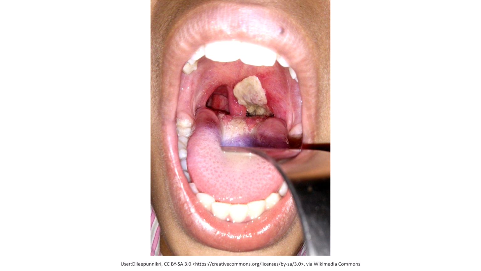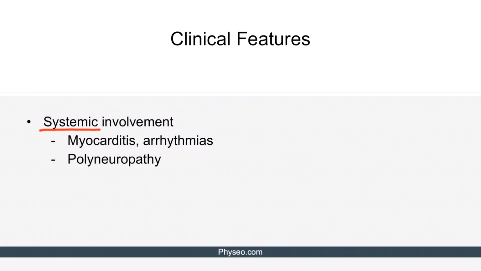Here's a classic picture of a pseudomembrane in a patient with diphtheria. Notice the grayish-white membrane over the left tonsil, soft palate, and base of the uvula. Here's a picture of diphtheria in a child showing a bull neck. The swollen neck can result in stridor and airway obstruction. It can also result in systemic dissemination and cause myocarditis, arrhythmias, and polyneuropathy.